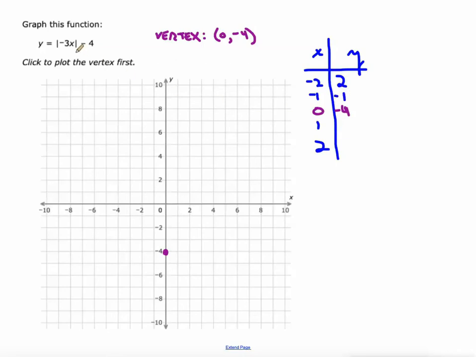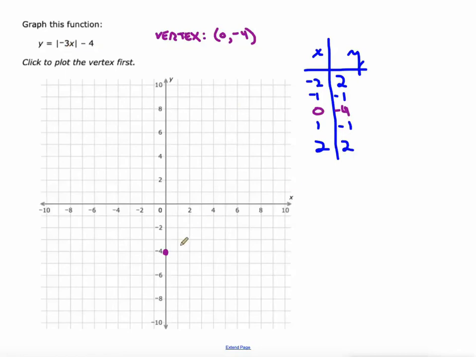Now let's plug in 1. -3 times 1 is -3. The absolute value of that is 3, and 3 minus 4 is -1. And we'll plug in 2. -3 times 2 is -6. The absolute value of that is 6, and 6 minus 4 is 2.